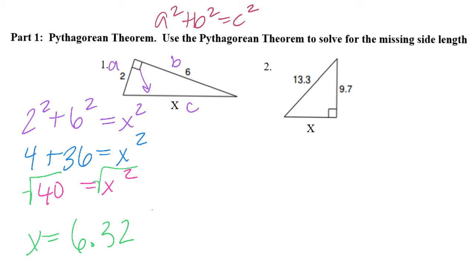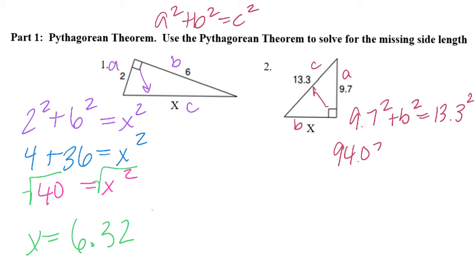All right, looking at number 2, it gives you the hypotenuse, so we already have C, and we have one of the sides. I'm going to label it A, and then the unknown is going to be B. So 9.7 squared plus B squared equals 13.3. Oh, not cubed, sorry, squared. So then 9.7 squared is 94.09 plus B squared, we don't know.